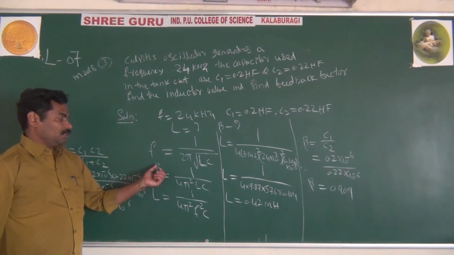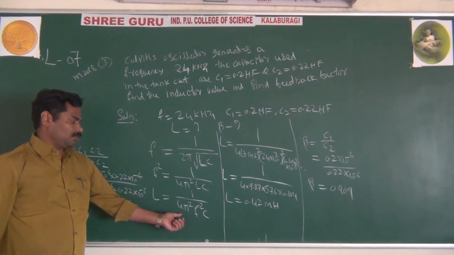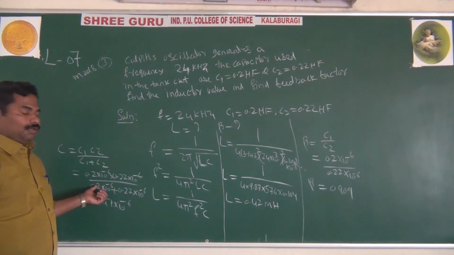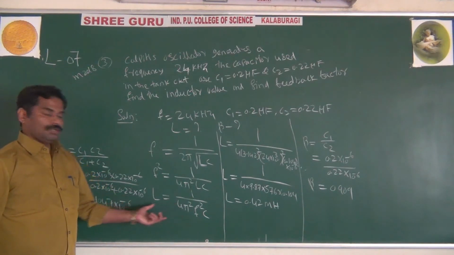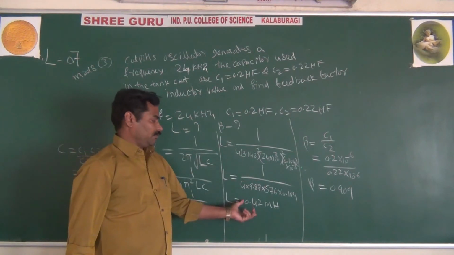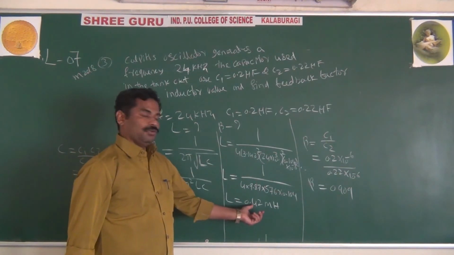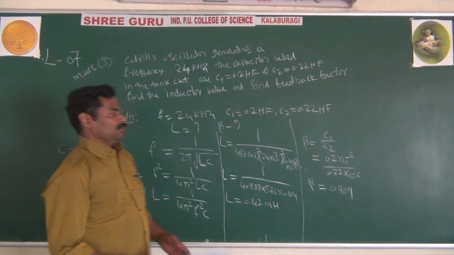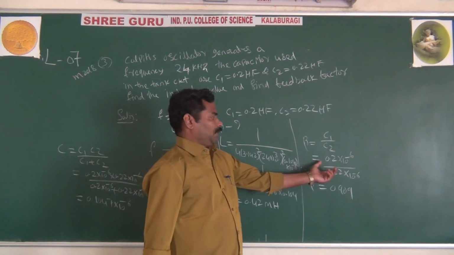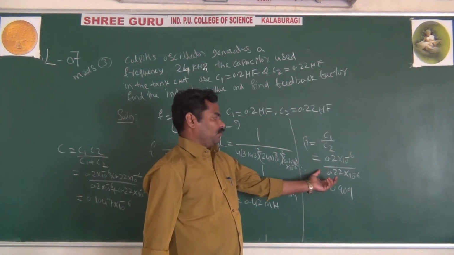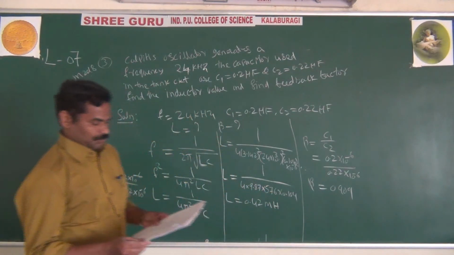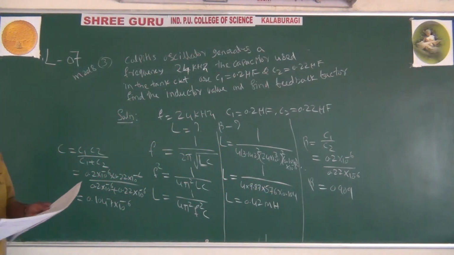After cross multiplying and squaring, we get L is equal to 1 by 4 pi square f square C, and you know the C value by using the equivalent capacitance. Then if we substitute here, we will get the L value. After substituting the values and simplifying, we may get nearly about L is equal to 0.42 millihenries, and beta, that is C1 by C2, is nothing but 0.2 into 10 raised to minus 6 over 0.22 into 10 raised to minus 6, and we get 0.909. This is a very simple problem asked in 2018.